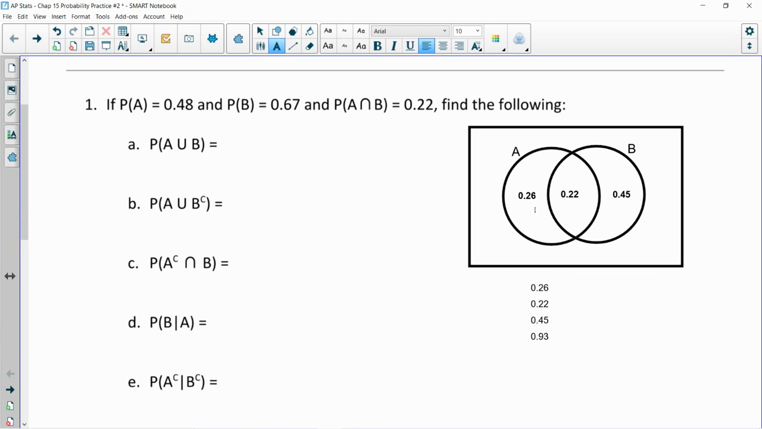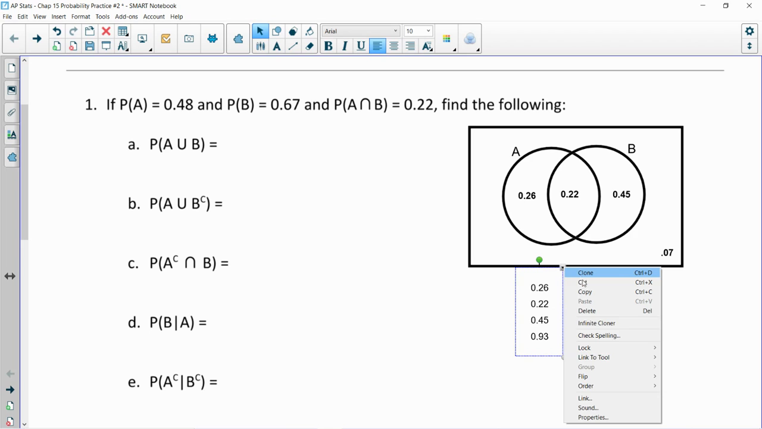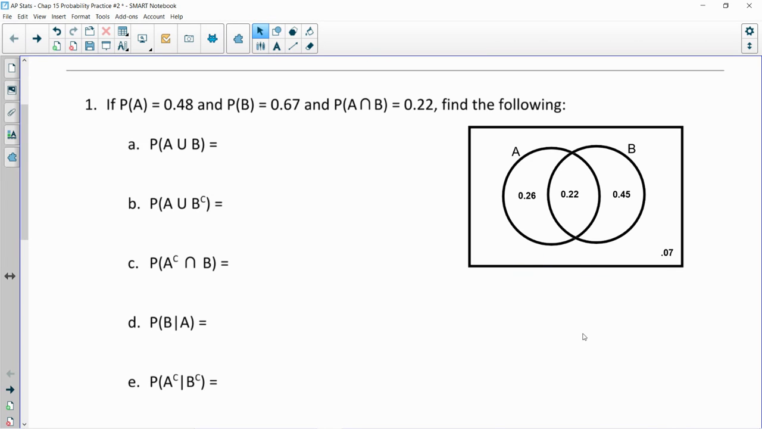So that means 93% is contained within our events A and B, and that leaves that small 7% that is in the rectangle, but not within either one of our events. We'll drop that right down there. All right, so we have our entire, let's just get rid of this. There we go. We've got our entire Venn diagram filled out. And this is going to make answering our questions a lot easier.